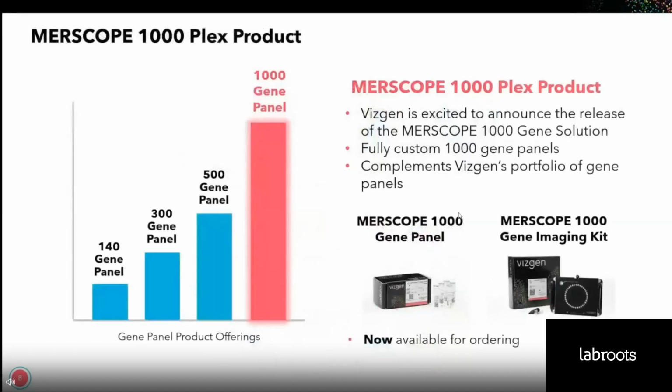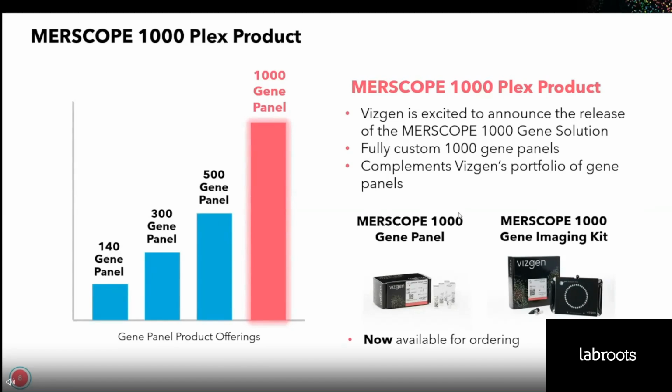And so up until this point, Vizgen has offered a 140 gene panel, a 300 gene panel, and a 500 gene panel solution. But we have now pushed that limit up to 1,000, and we are extremely excited to announce that we now have the MERSCOPE 1000-plex gene panel solution. This 1000 gene panel is fully customizable. That means you get to choose which genes go into it. You get to choose what's important to your experiment.